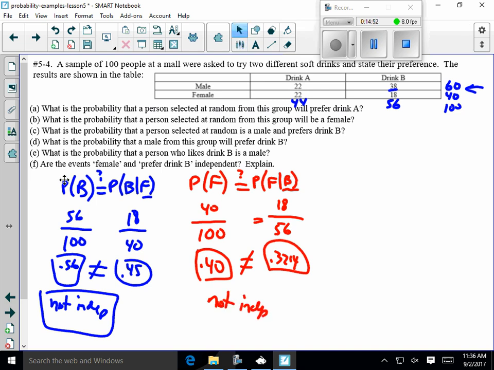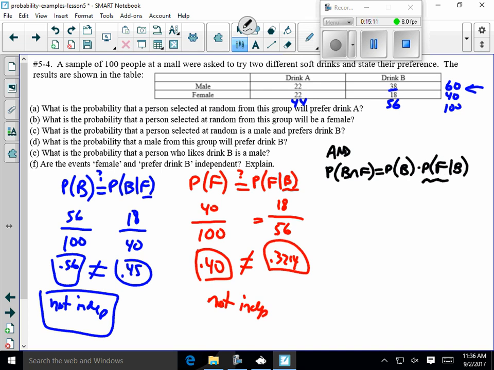Now, the book often will add something called the test for independence. So if you look at the AND formula, the AND formula says the probability of B and female is the probability of B times the probability of female given that B happened, right? The general AND formula, this has to be a conditional probability, right? But if it is true that they're independent, then the probability of female given B would just be the same as the probability of female, period.